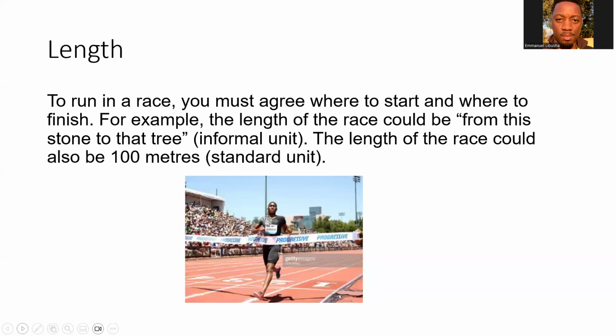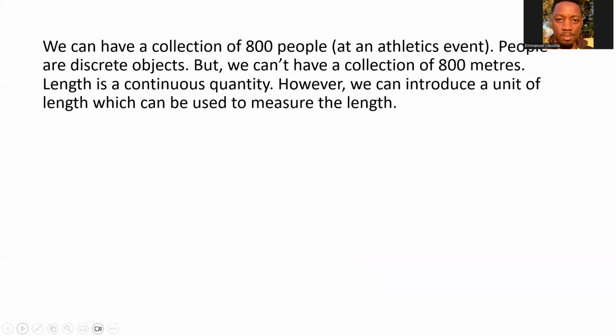Then you have the length, right? To run in a race, you must agree where to start and where to end. And there we can count how many meters the person covered. Okay, if they cover 100 meters, that becomes a standard unit. So we can have a collection of 800 people at an athletic event. People are discrete objects, but we can't have a collection of 800 meters. Okay, so length is a continuous quantity. However, we can introduce a unit of length which can be used to measure the length, right? So by means of measuring, we measure something, and then when we get the answer, it will be in the form of cardinality.